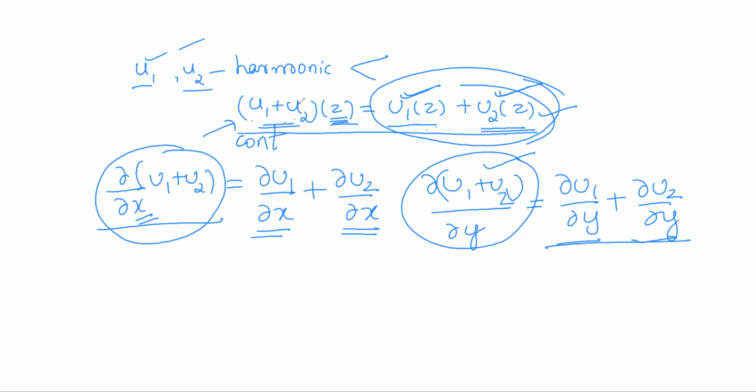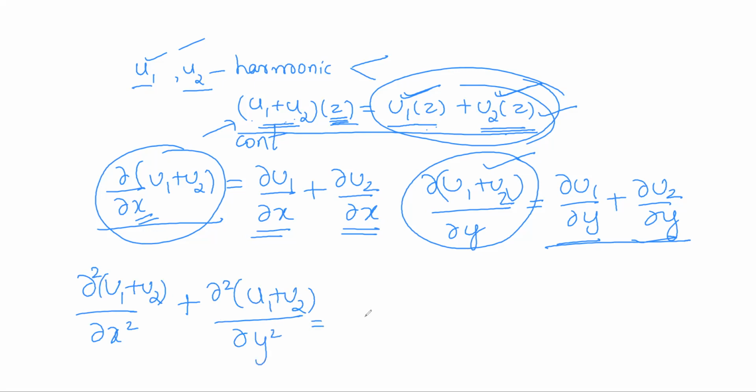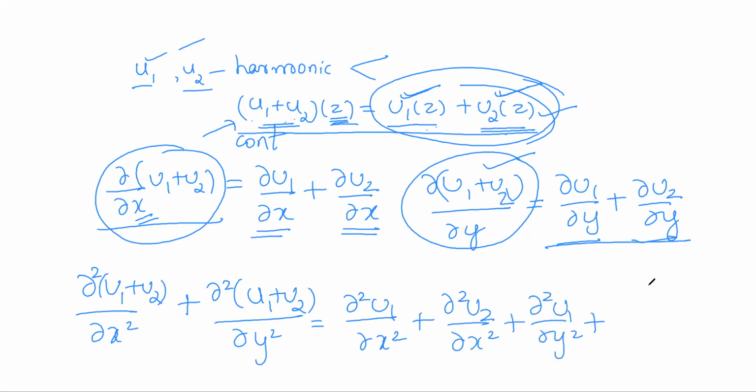And finally, it also satisfies the Laplace equation. So what is the Laplace equation? Dou square of U1 plus U2 by dou x square plus dou square of U1 plus U2 by dou y square. So what it is? It is just dou square U1 by dou x square plus dou square U2 by dou x square, plus dou square U1 by dou y square plus dou square U2 by dou y square. So this is the expansion of the first term, and this is the expansion of the second term.